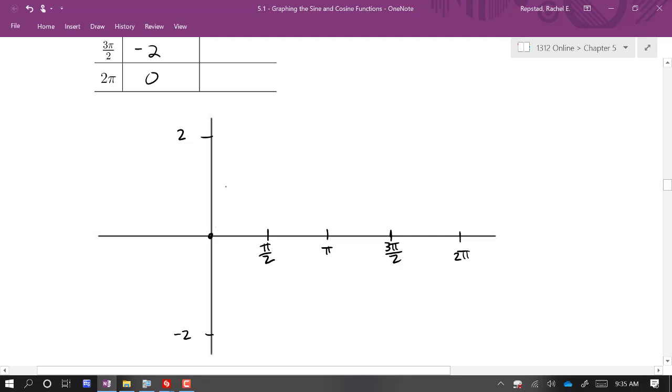So at 0, I'm just plotting the points that we put in the table. At pi over 2, we're at 2. At pi, we're back to 0. At 3 pi over 2, we're at -2. At 2 pi, we're back to 0. Again, we are not drawing straight line segments. We're drawing a smooth curve. We know that the sine function has this smooth wave shape. So there's 2 times sine of x.